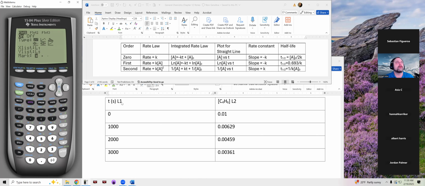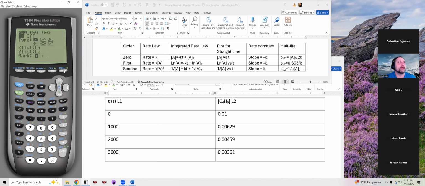But we wanted L1 as our X, and we wanted L2 as our Y. So let's go ahead and set that up as L2. So that was second stat plot. I went to number 1. I turned it on, made sure it's L1 versus L2.